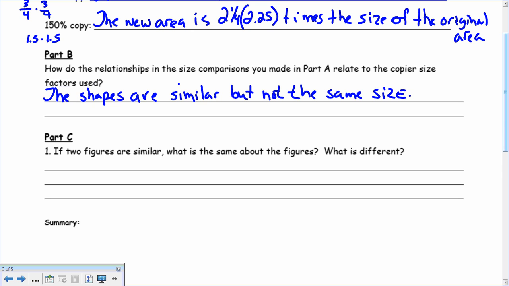So if we try to wrap this up, it says if two figures are similar, what is the same about the figures and what is different? Well, what do we know is the same about the figures? Was that a similarity or is that similar or different? They're different sizes, right? So that could be a difference. So it's kind of the two in one. The shape is the same, right? But the size is different.